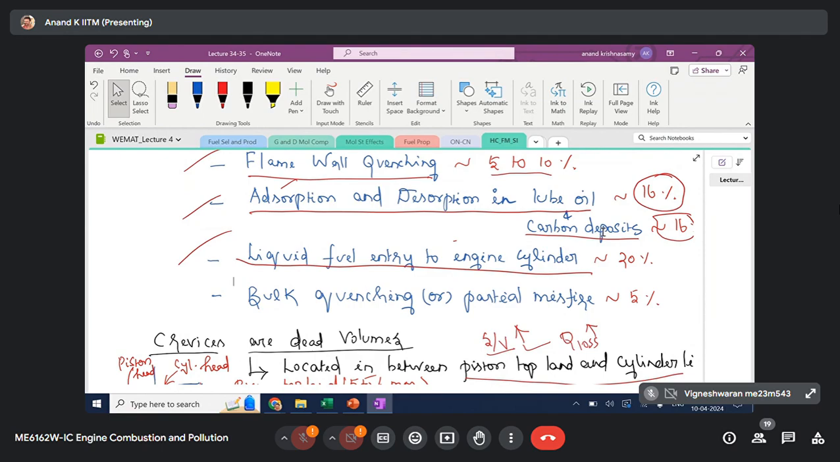Especially under acceleration or any transient condition, you have very little time for vaporization. So under those conditions, the liquid phase fuel getting into the cylinder is going to be high. You will have a high proportion of liquid phase fuel getting into the cylinder, especially the heavy fuel, right?